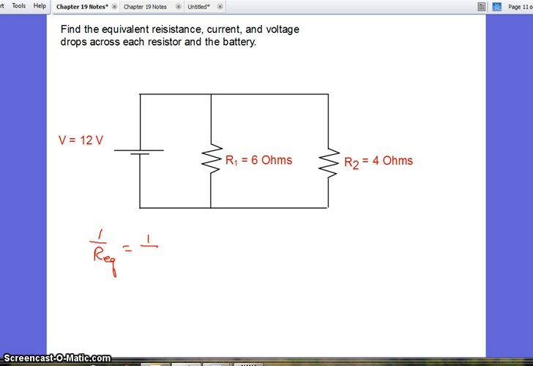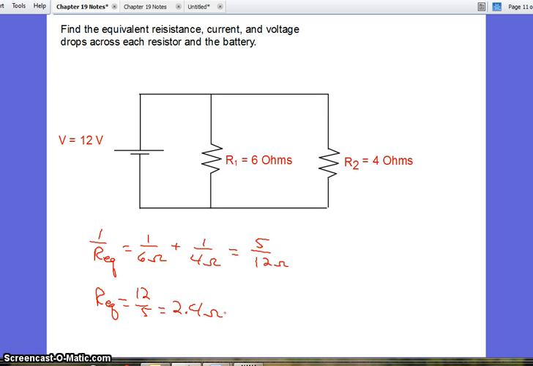So in this case, we have a 6 and a 4 ohm resistor, and for the equivalent resistance we're going to add up the inverses of each resistor. And so 1/6 plus 1/4, we choose a common denominator of 12, we get 5 over 12. Now this is not the equivalent resistance. This is 1 over the equivalent resistance. So the equivalent resistance, we've got to flip this around. So this now becomes 12 over 5, or if you prefer, 2.4 ohms.